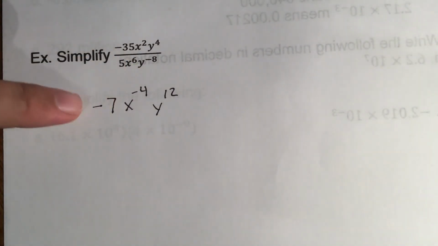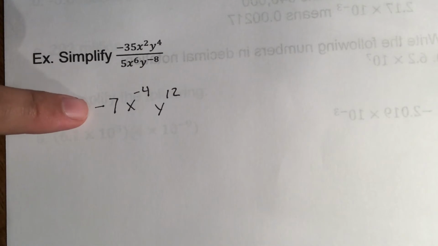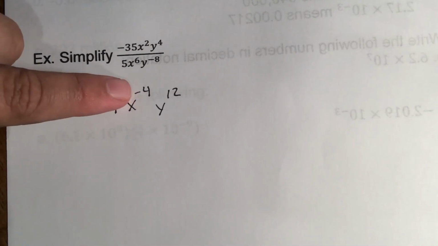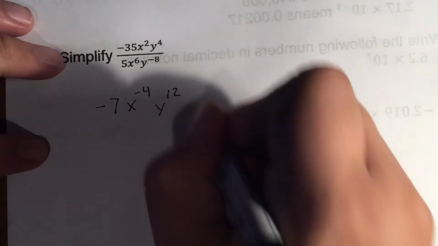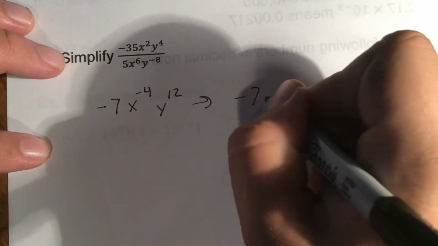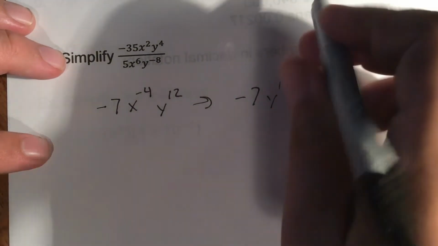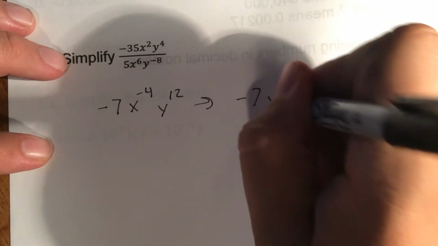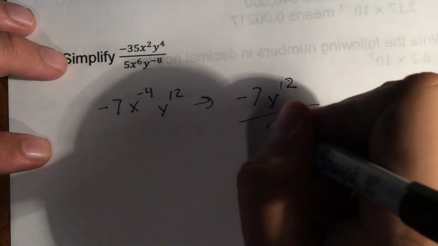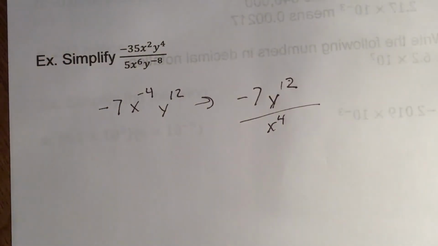Now, the negative number out front, that's fine. Negative in the exponent, not fine. So what we're going to end up doing is we're going to have -7 y to the 12th. And that x to the -4th is going to move to the bottom to make it a positive 4th. All right.